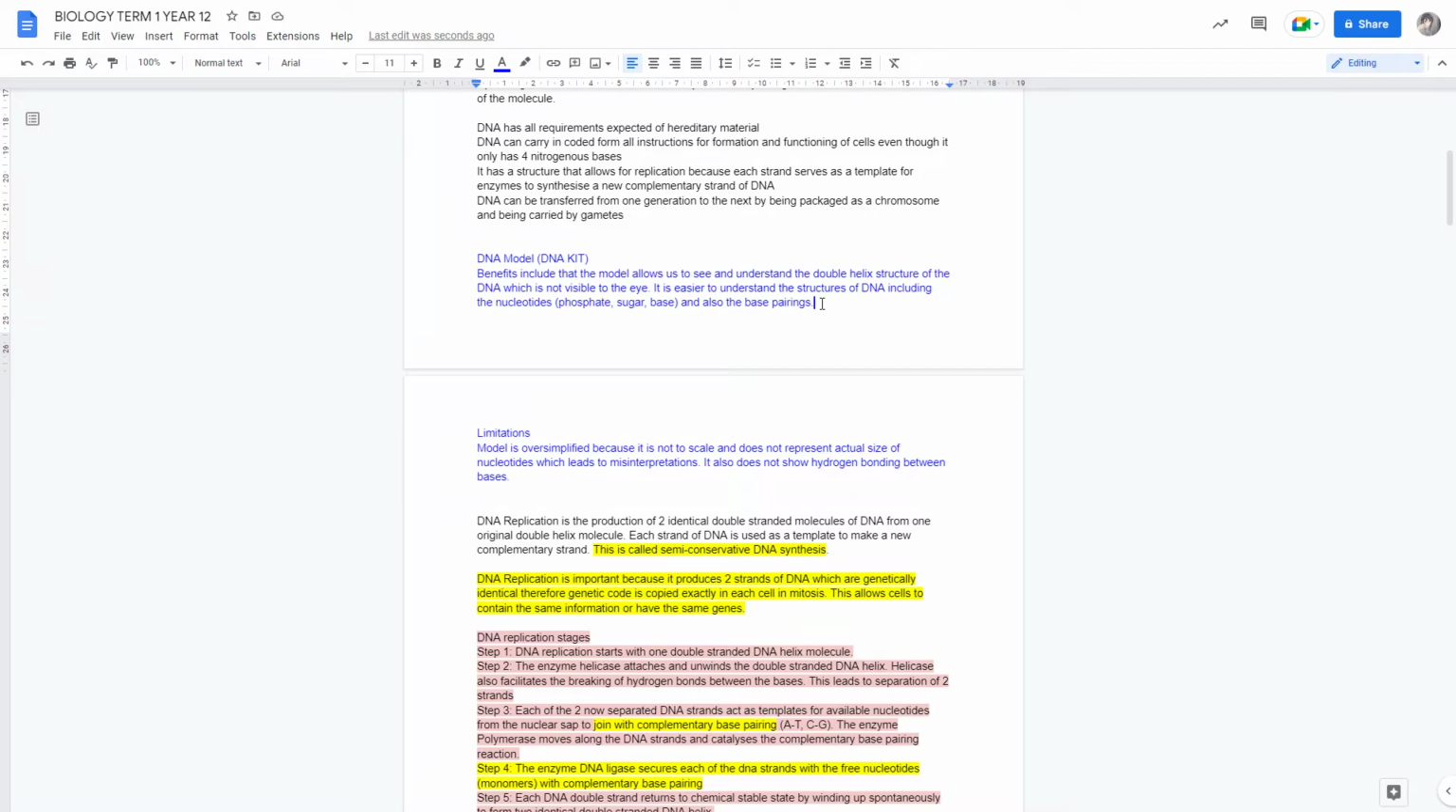It might also have some limitations, such as being oversimplified, as it does not show the actual size of nucleotides, which is obviously minuscule. There are thousands of nucleotides in one gene, and hundreds or thousands of genes in one DNA strand. It also doesn't show the hydrogen bonding between bases in the DNA model. Now, when we have DNA replication, we're able to show the hydrogen bonds.